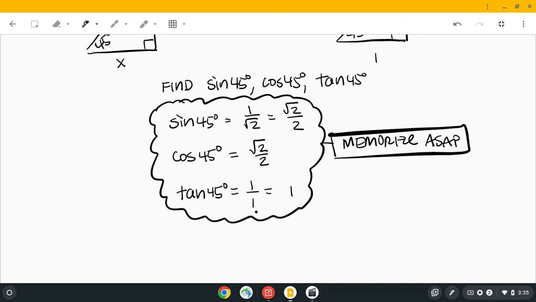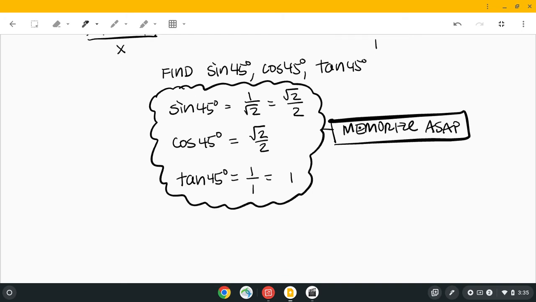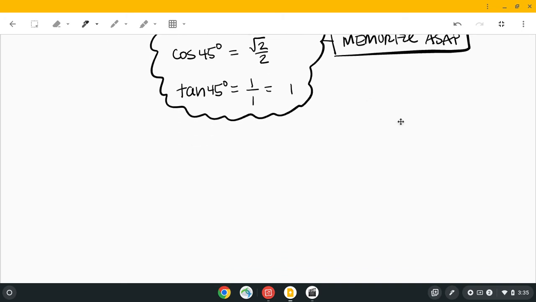When you see problems that ask you to find the exact value of sine of 45 degrees, they want your answer in radical form. If they don't say exact value, then you can use your calculator and come up with some decimal answer, like 0.707.